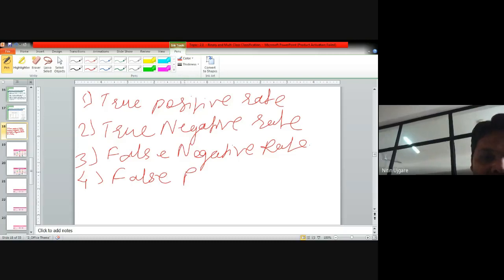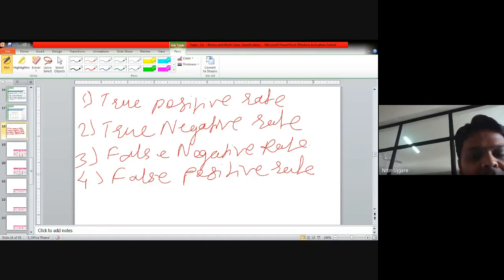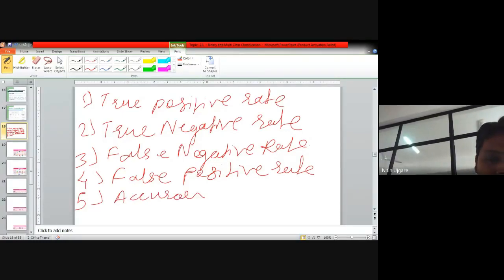Then we have false positive rate. False positive means the total number of negative class instances which are misclassified as positive class instances. So these are the four terminologies which are very important as far as your classification performance assessment is concerned. Then the fifth terminology that we are going to use will be accuracy and error rate. This is very important.